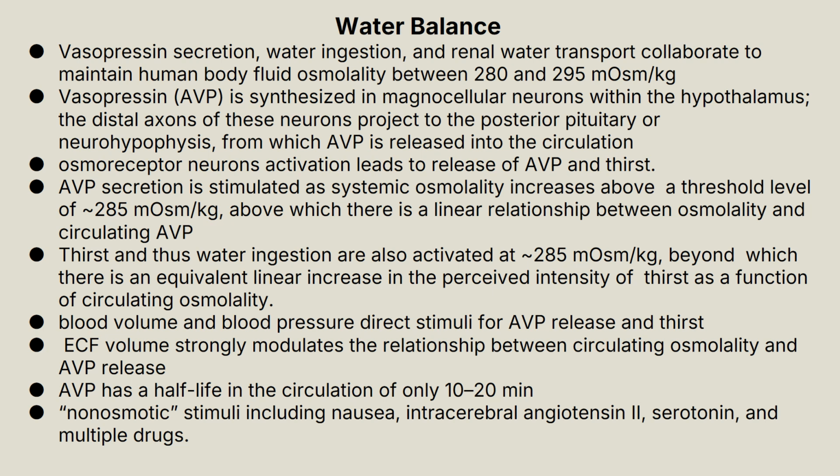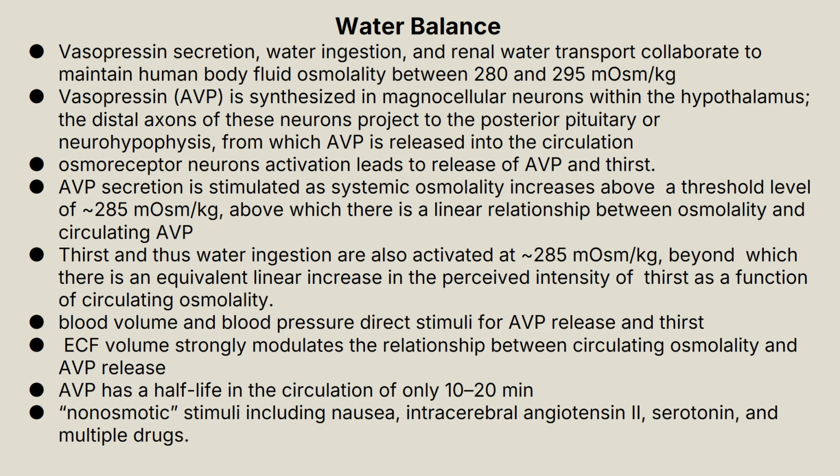So ECF volume strongly modulates the relationship between circulating osmolality and AVP release, and we're going to see in a minute how it affects it in a chart or in a diagram. And the AVP has a half-life in the circulation of only 10 to 20 minutes, and that's why the human body can do the fine-tuning of keeping the osmolality in this tight range between 280 and 295.